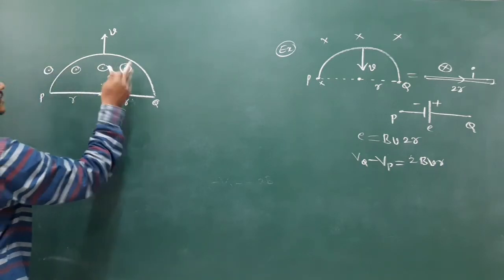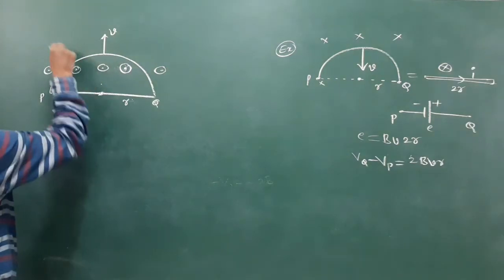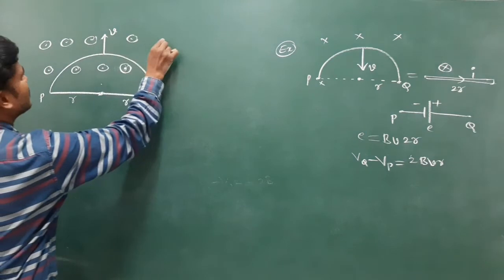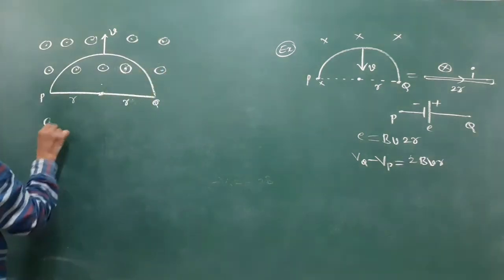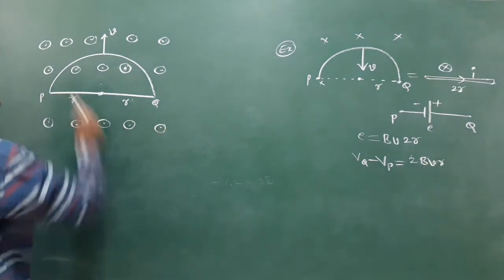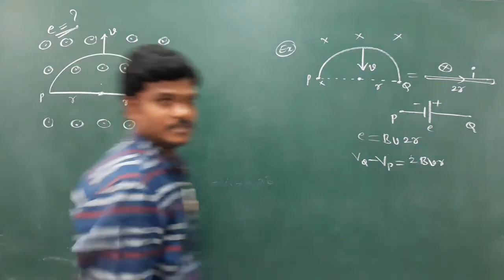If I draw one dot, that means the field is out of the board, so no need to draw this many. If I put one cross, it means the field is into the board. Now identify the induced EMF here. Find the induced EMF in that loop.